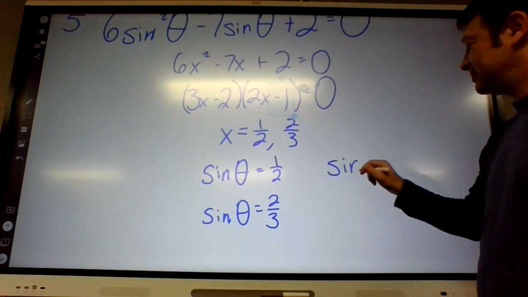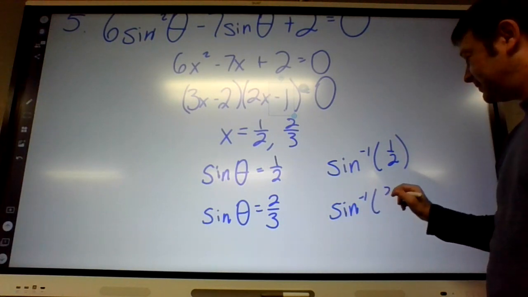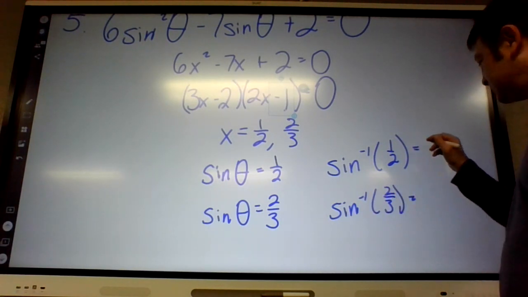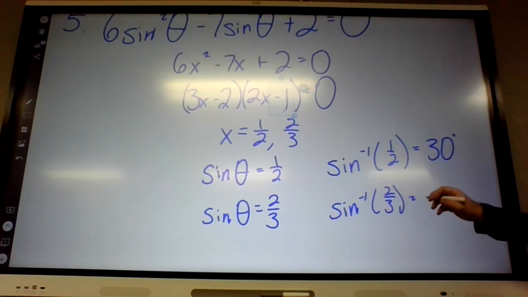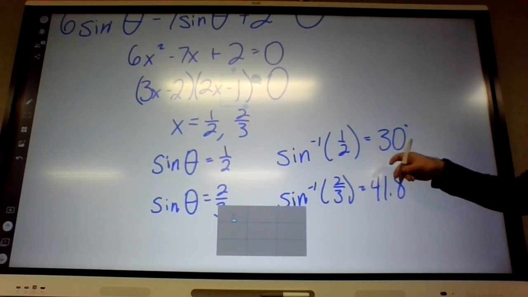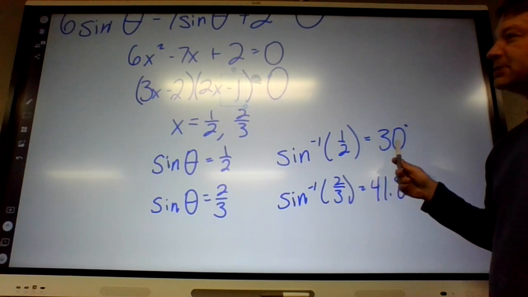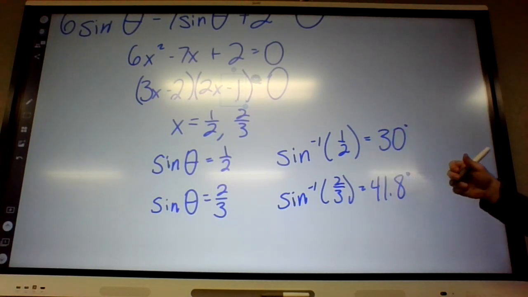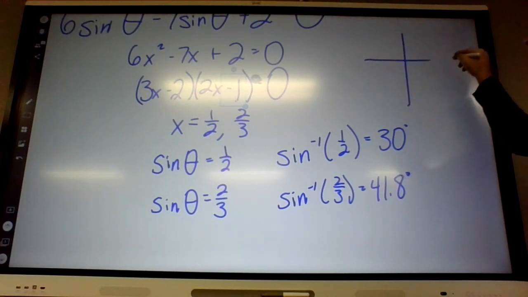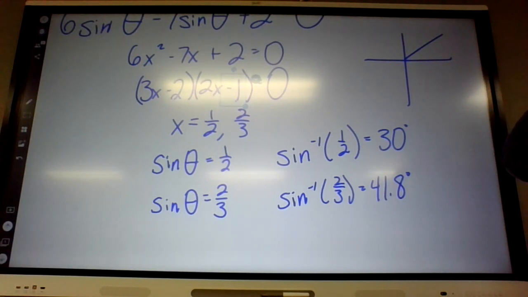Okay. So we need sine inverse of 1/2 and sine inverse of 2/3. What was this one? 41.8. Okay. Unlike the other two, these two do not have the same reference angle. So it's not going to be like all four with the same reference angle. So where else is sine positive besides the first quadrant? Because it's the first quadrant angle. Second quadrant. How do you know that's the first quadrant angle? Because where's 30 degrees at? It's between 0 and 90. And so it's the first quadrant.